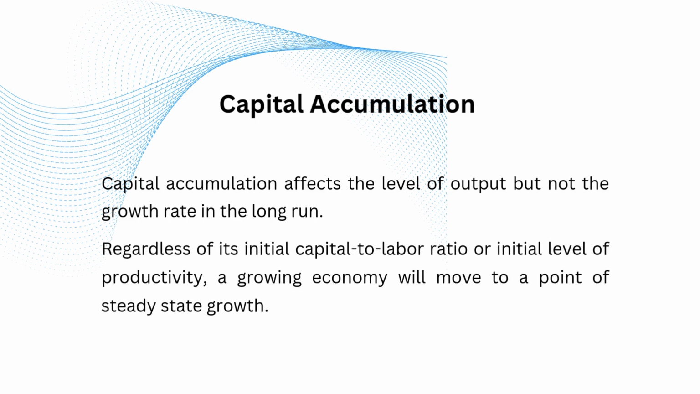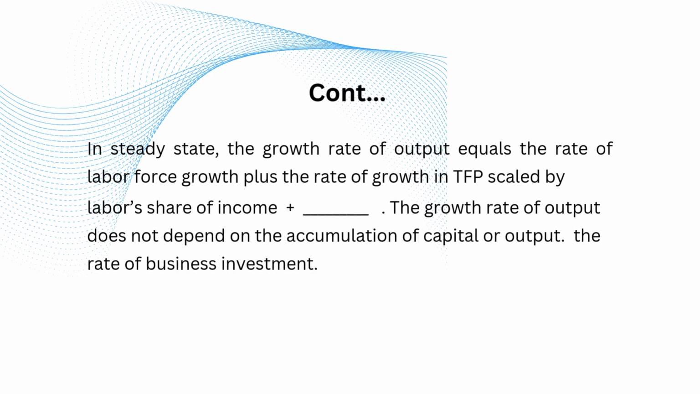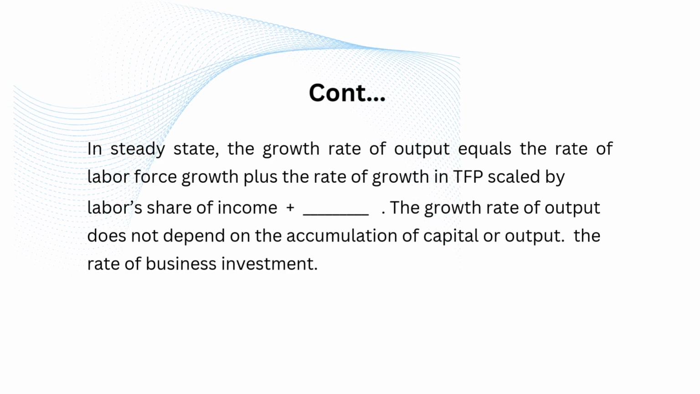Regardless of its initial capital to labor ratio or initial level of productivity, a growing economy will move to a point of steady state growth. In steady state, the growth rate of output equals the rate of labor force growth plus the rate of growth in TFP scaled by labor's share of income. The growth rate of output does not depend on the accumulation of capital or output, the rate of business investment.